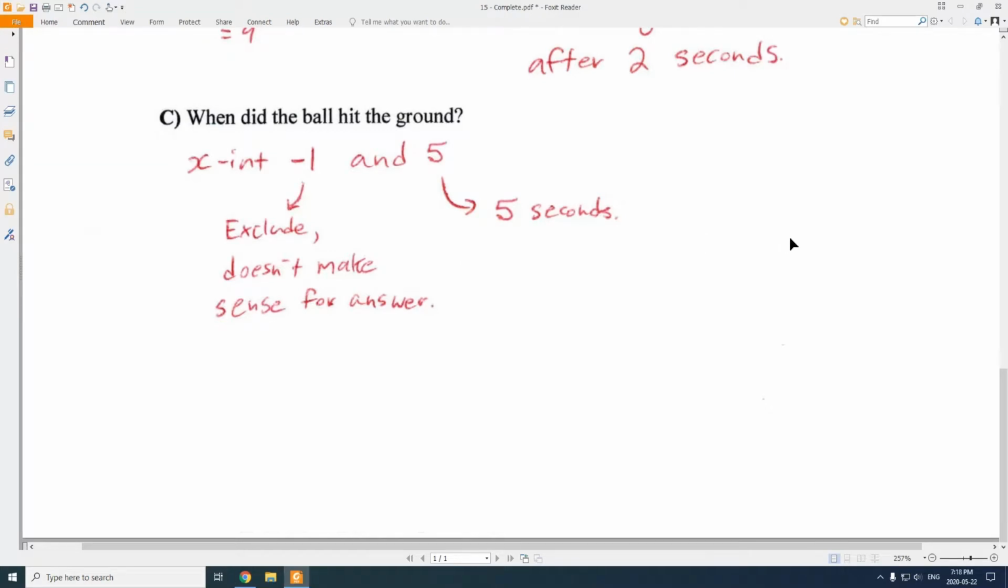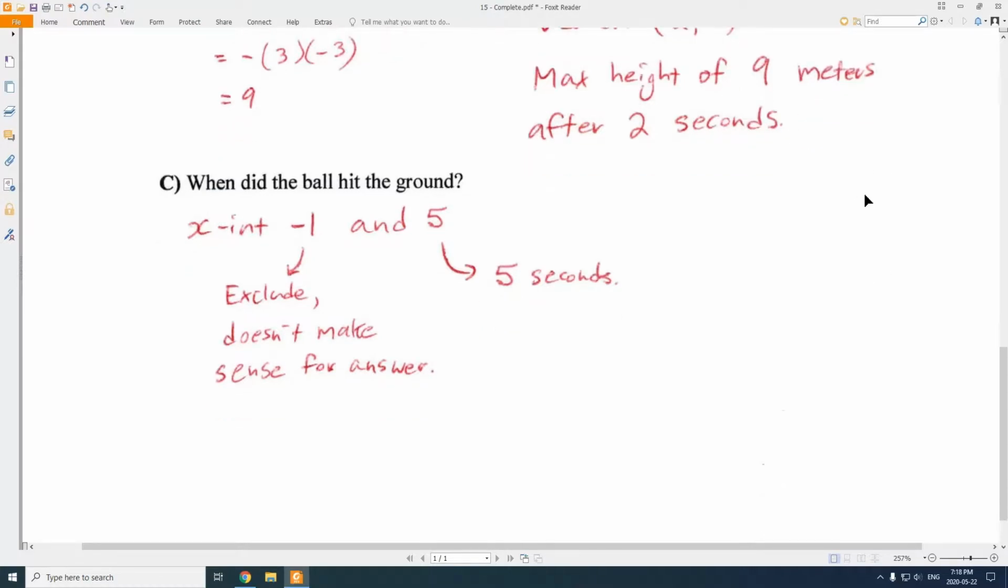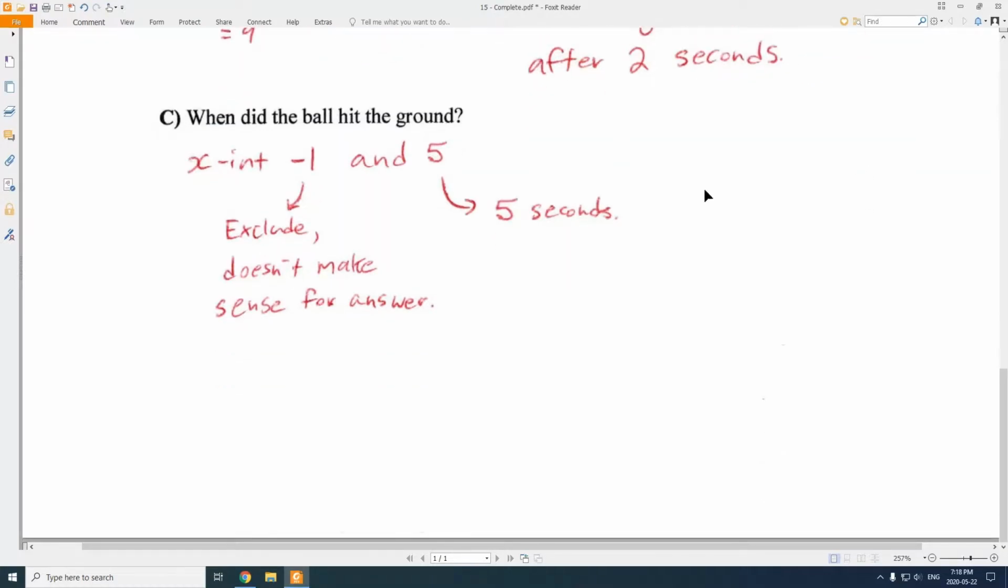All right, so there's an example of a word problem. I have 2 more for you guys to practice. Now I will add one more thing in here. In this case, we were given the factored form, right? So it was easiest just to grab our x-intercepts from here.